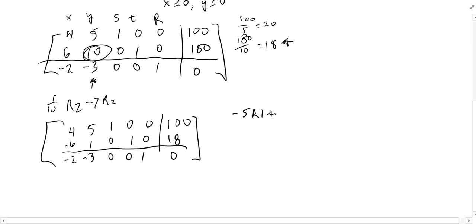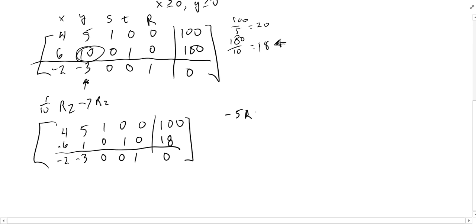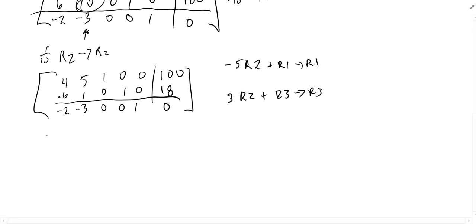So I'm going to take -5 times row 2, add it to row 1, and put that back into row 1 spot, because that'll be a -5 times the 1 plus the +5 will give us 0. And I'm also going to do 3 times row 2 plus row 3, and put it in row 3 spot to create the 0 below that. So I'm doing these two operations at once.